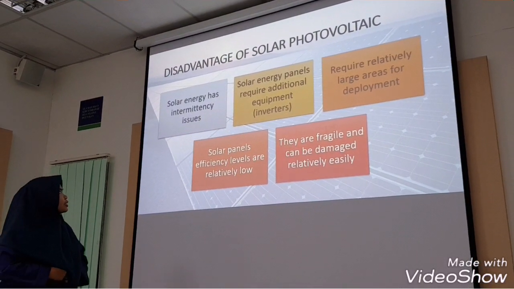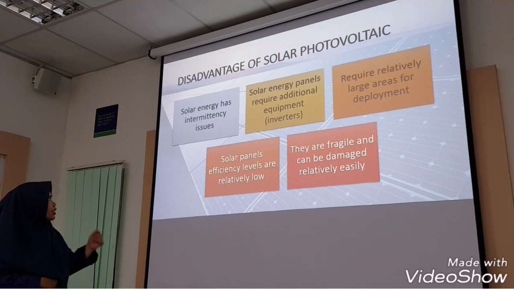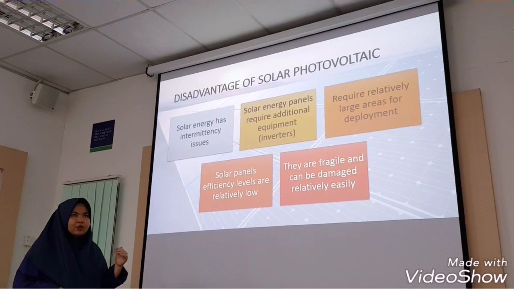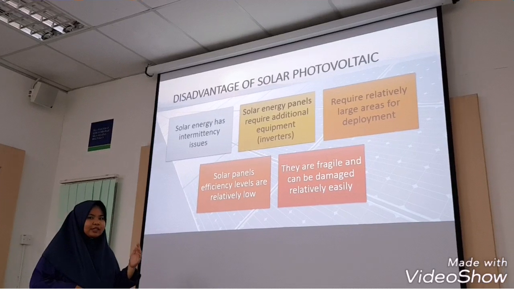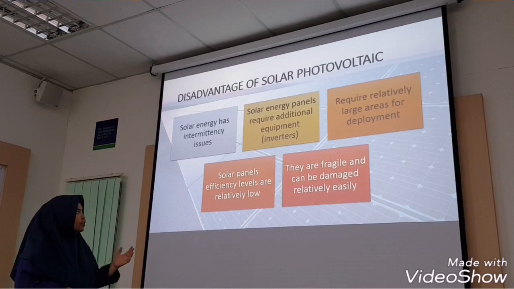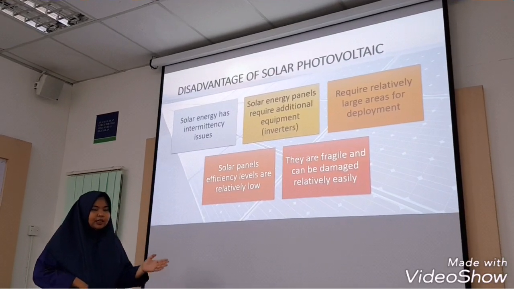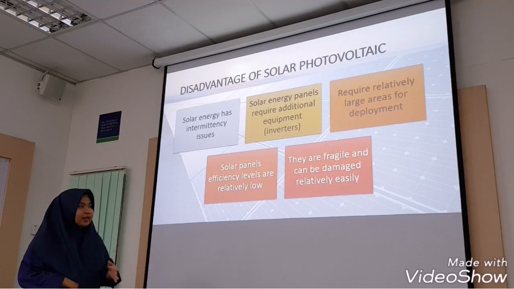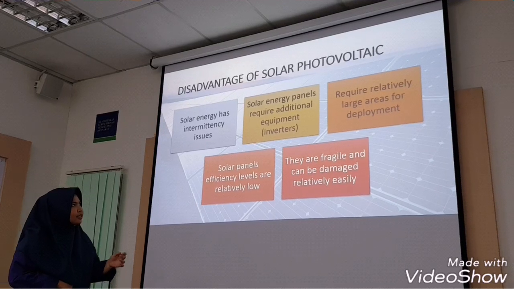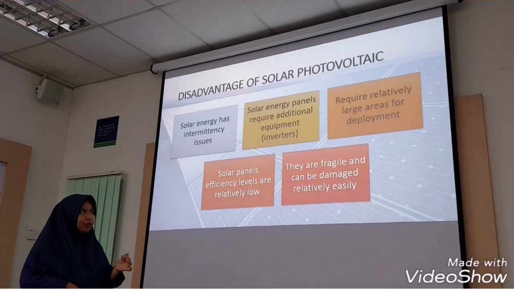There are also disadvantages of solar photovoltaic. The first is that solar energy has intermittency issues, where we can get sunlight during the daytime only. And then solar panels require additional equipment such as inverters to convert direct current to alternating current to be used in the power plant. And next, it requires relatively large areas for deployment.